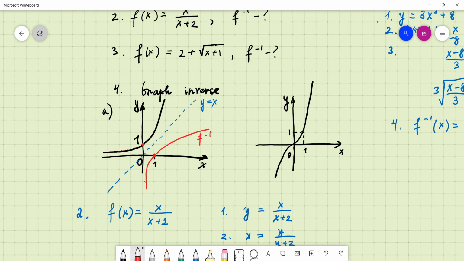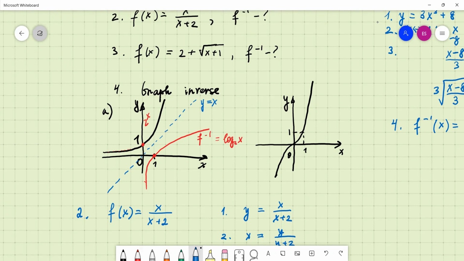Actually, the direct function is an exponential function. It can be something like 2 to the power of x, and the inverse function is actually log with base 2 of x. You don't need to know exponential and log functions. We are going to cover them in maybe a couple of months, but that's just how to find inverses.